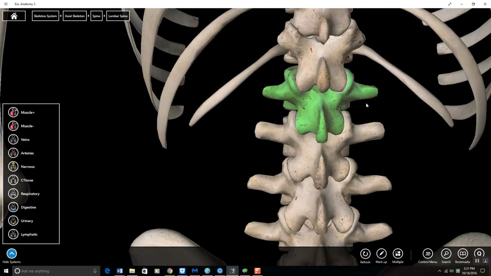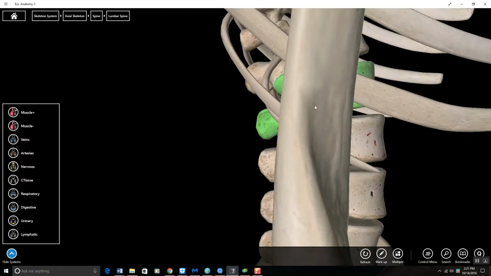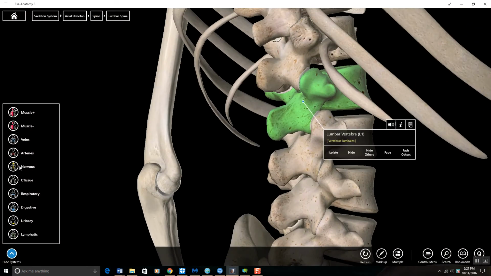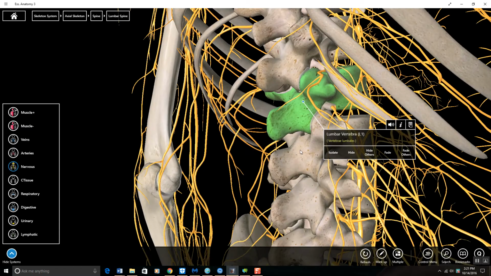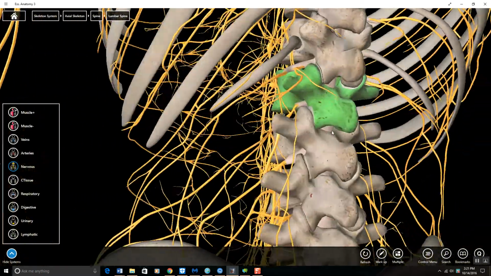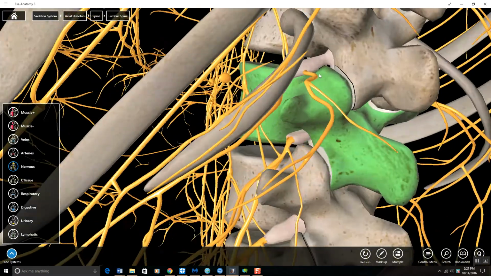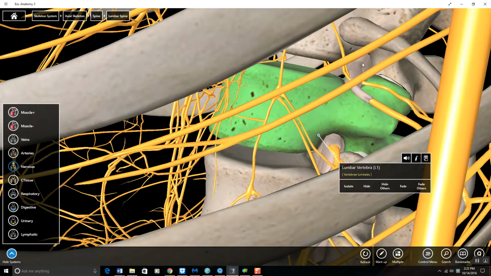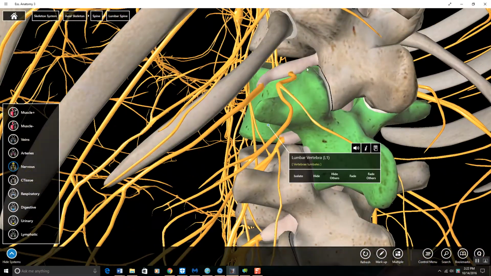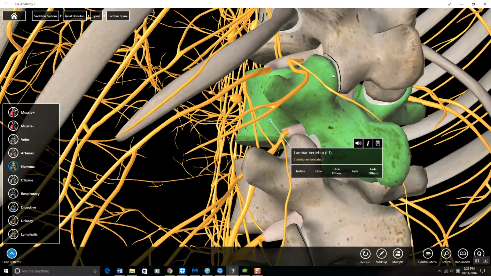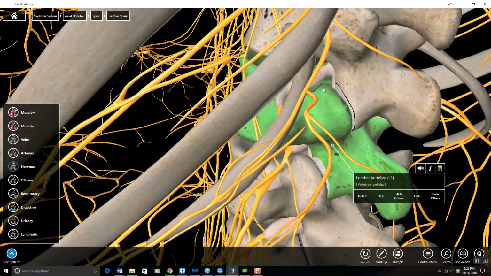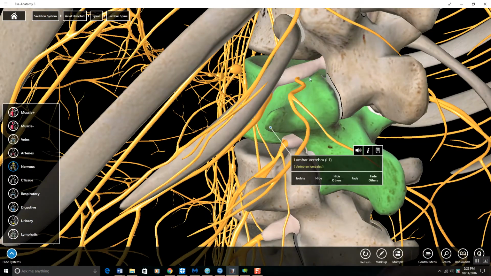And you can see here, if I hit the nerves, lots of nerves, but pay special attention to, you see that nerve right there? There's a white sheath around that nerve. That nerve is coming directly out of the spinal cord. It's called the nerve root. And that actually leaves the spine in this little hole. It's called the neuroforaminal hole right there.